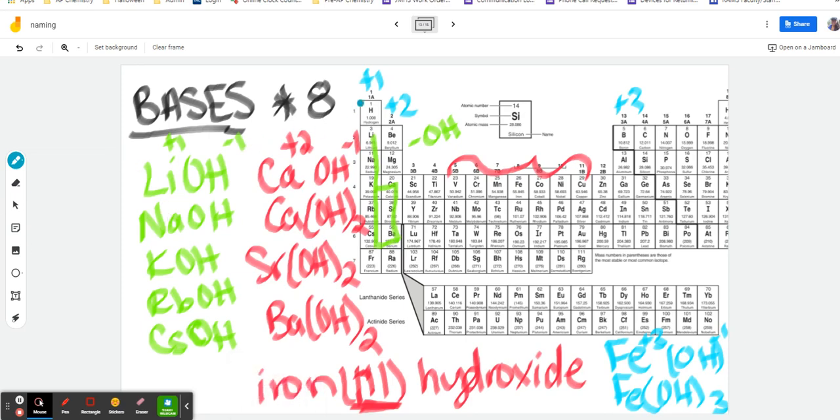All right, so once again, strong bases, we make a B on our periodic table. Anytime they're attached to an OH, that makes them strong. Anything else, weak. So this iron 3 hydroxide, weak. All right, hopefully that helps.